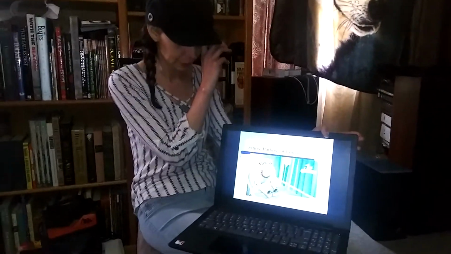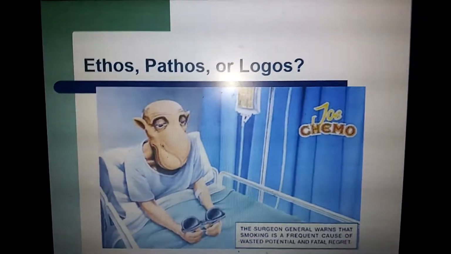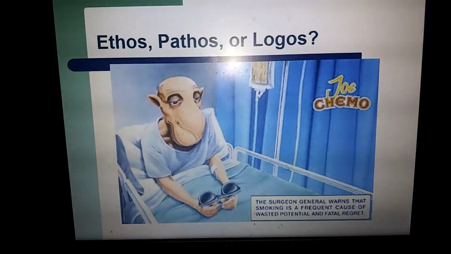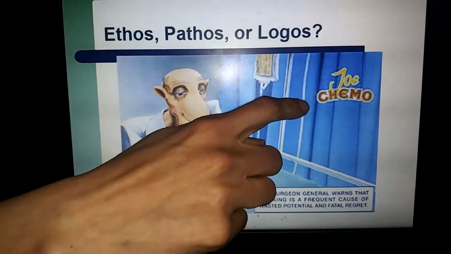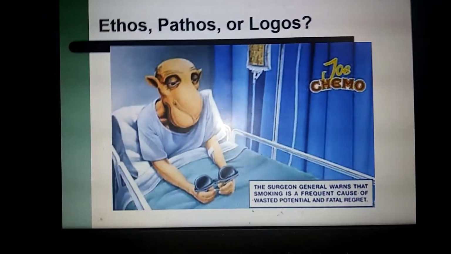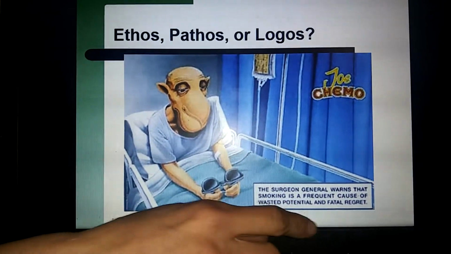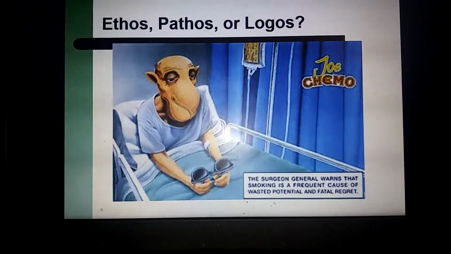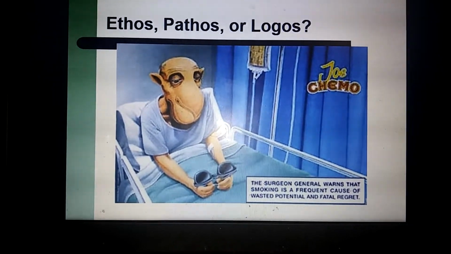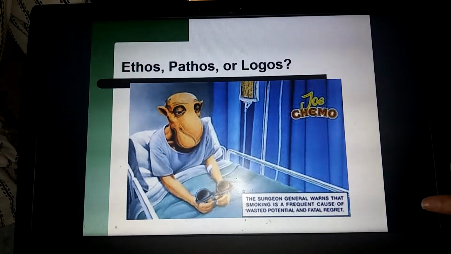This is a really brilliant ad. I want you to take a look at it, okay? Joe Camel was the spokesperson, the mascot basically for Camel. But now he says it's Joe Chemo, okay? And obviously he is in the hospital, has an IV hooked up to him. The Surgeon General warns that smoking is a frequent cause of wasted potential and fatal regret. So which one do you think this is, or two of them?